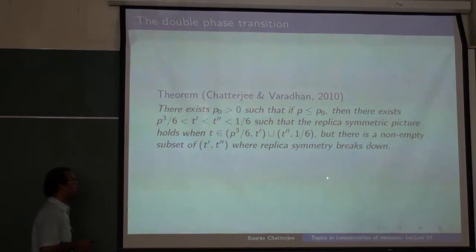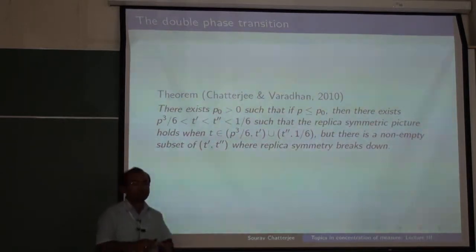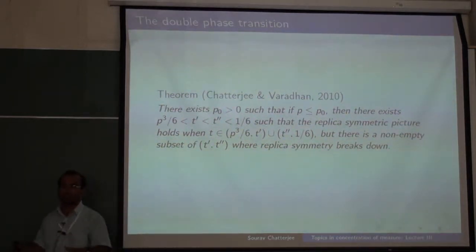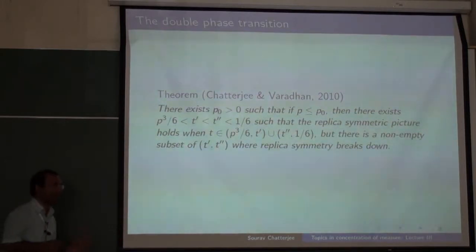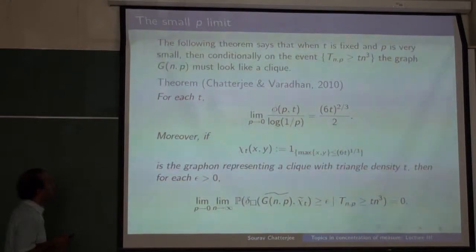Again, there's a lot to do because we don't exactly know what the phase transitions look like, what the optimizer is in the regime where it's not Erdős-Rényi, or what the graph looks like. We don't have anything to say except some asymptotic results.